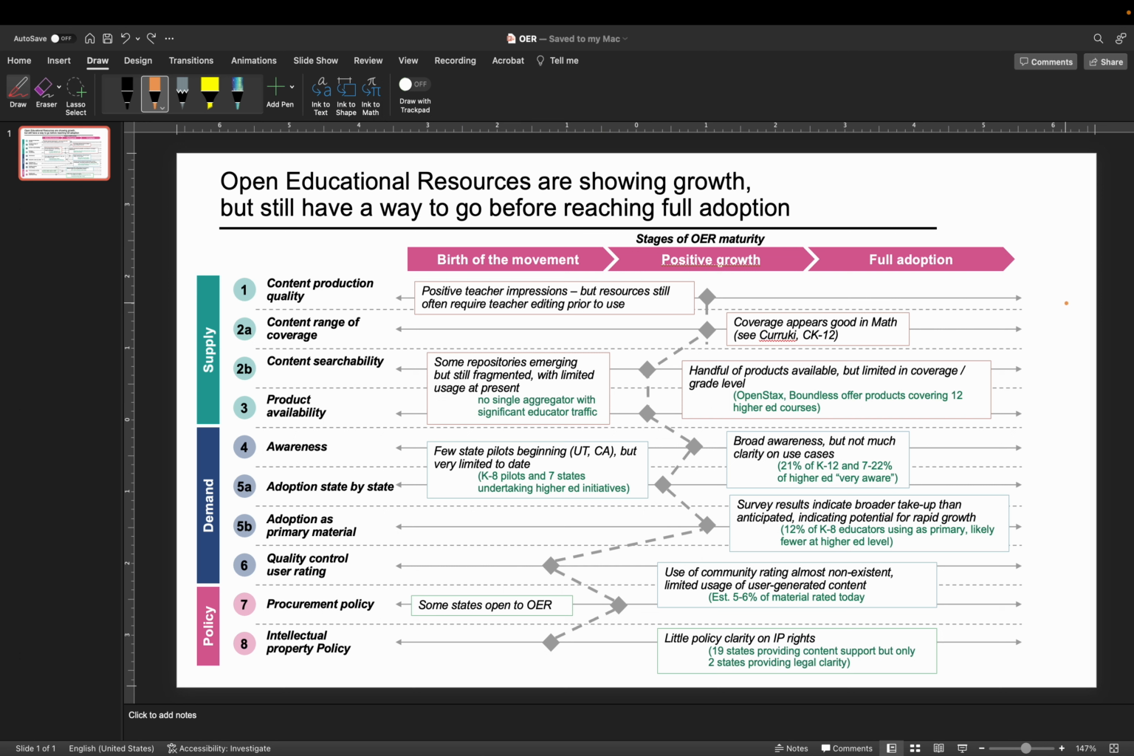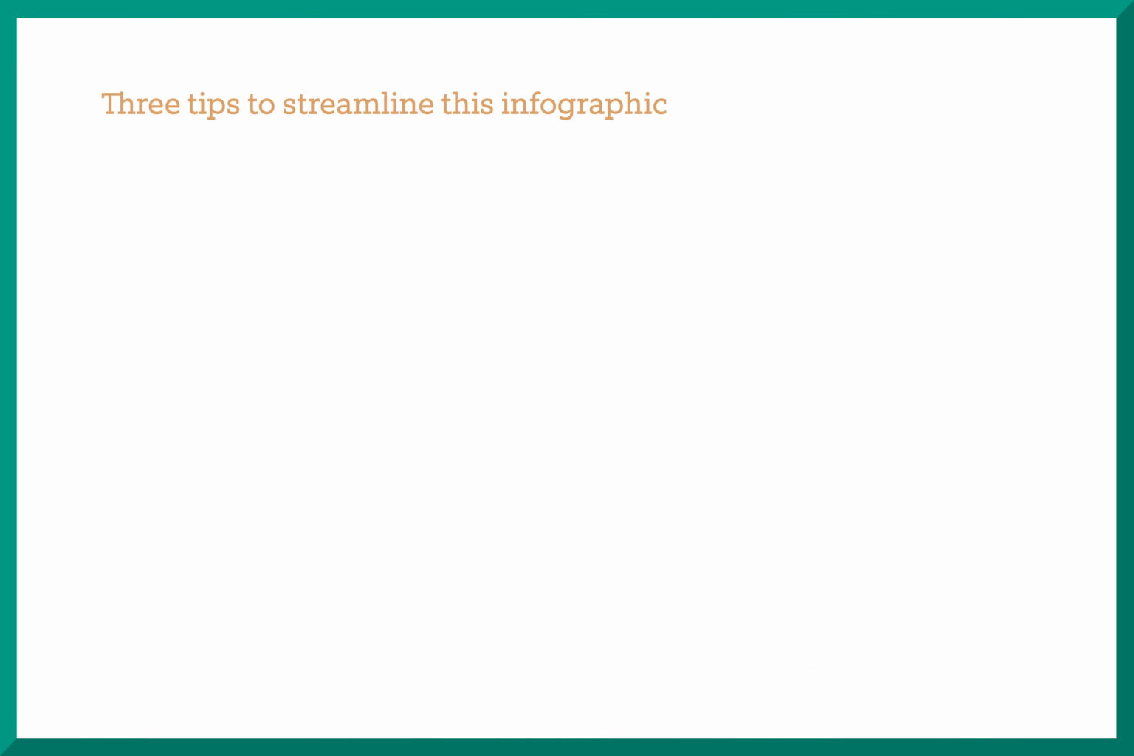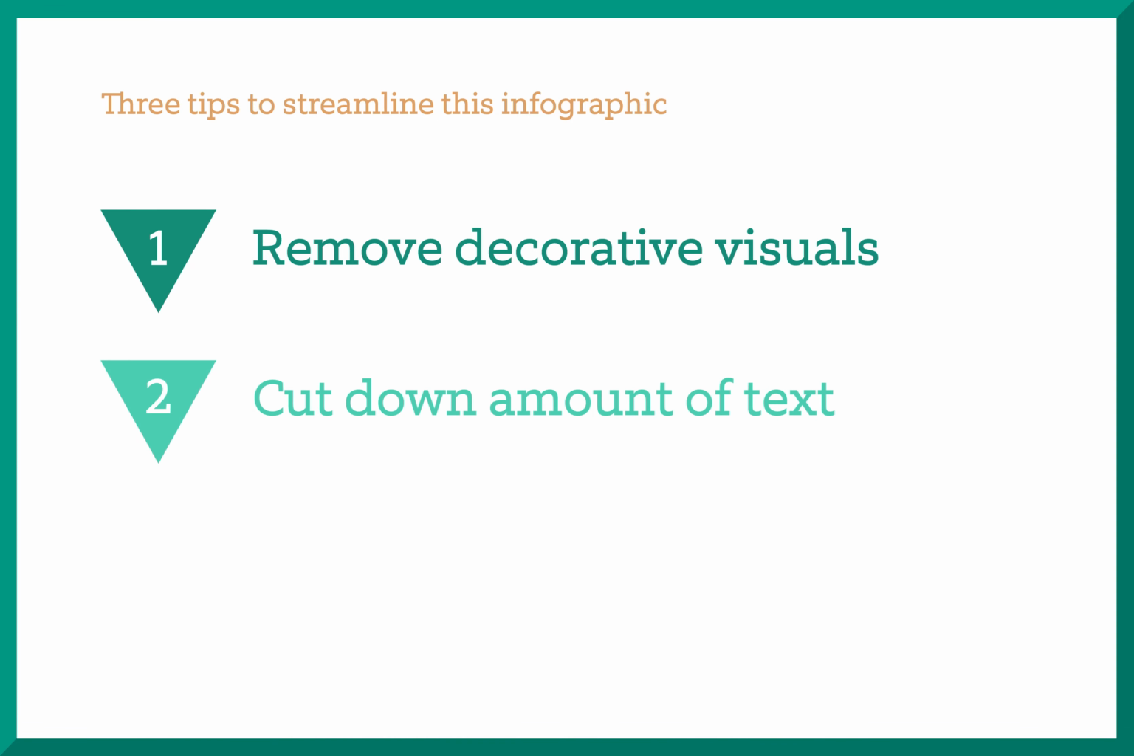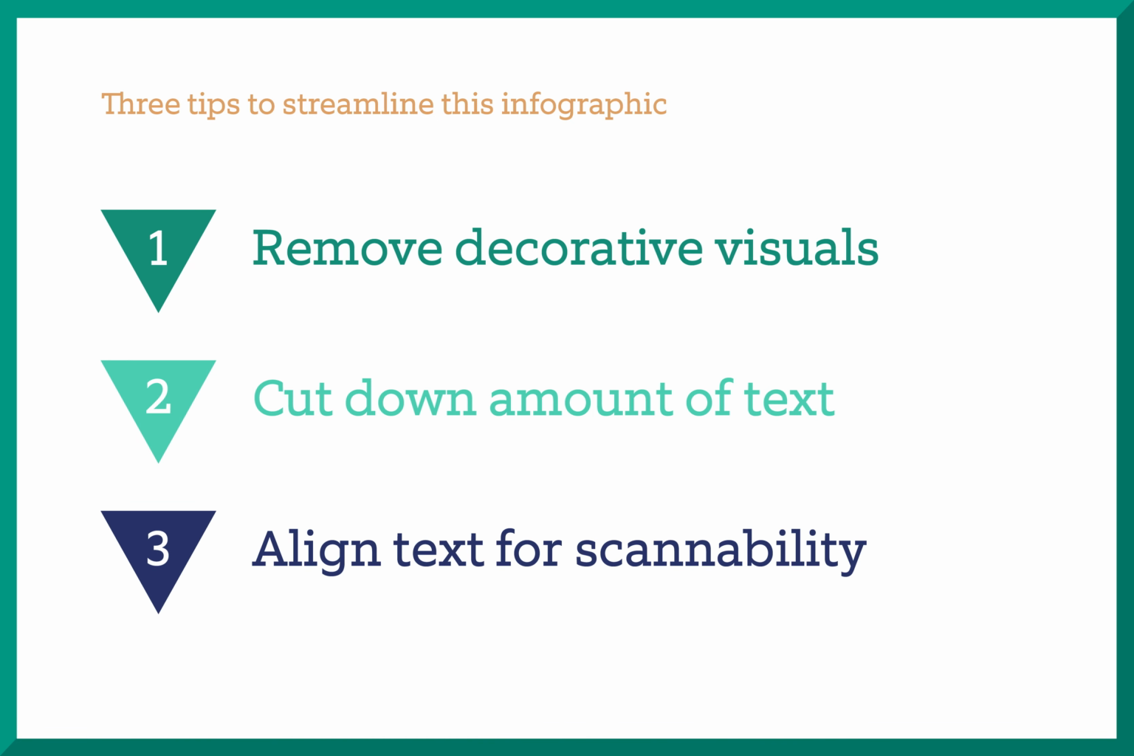I think there's a few things we can do to quickly improve this infographic. As we prep the slide for redesign, I propose the following 3 tips to help streamline this visual. 1. Remove the decorative visuals. 2. Cut down on the amount of text on the slide. And 3. Align the text for easier scannability.